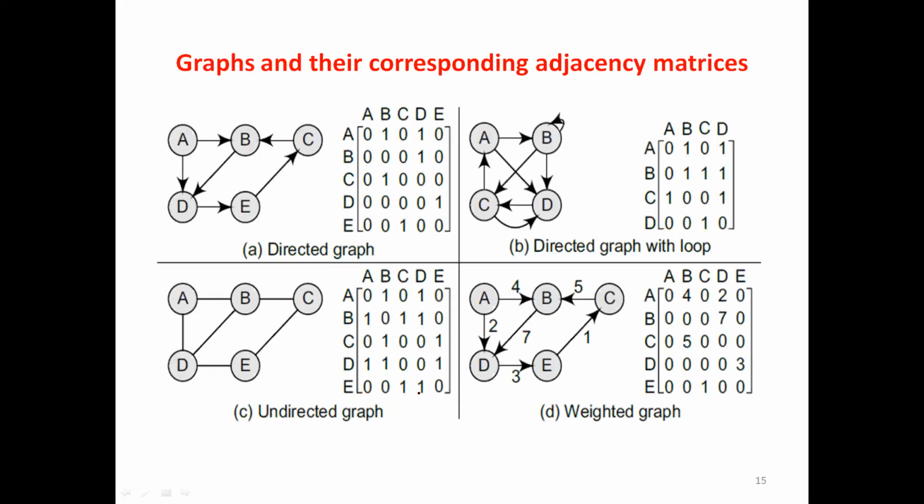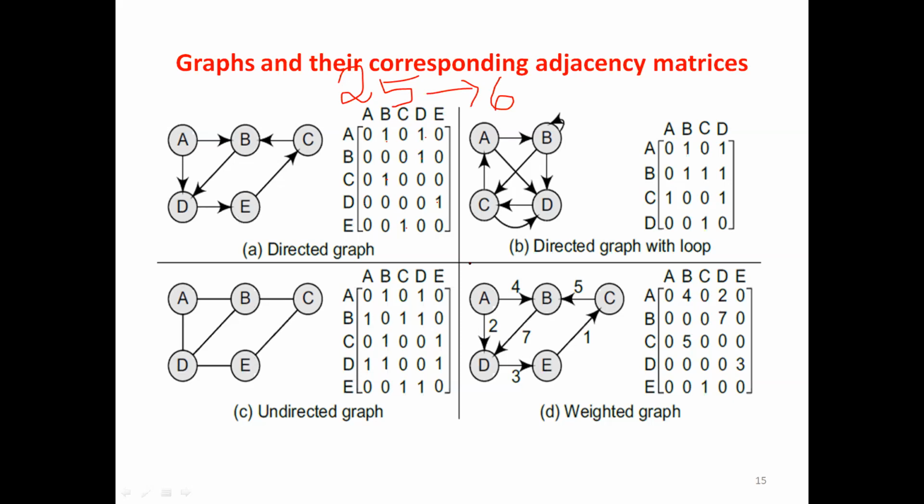Look at this first graph. How many bits are enabled? 1, 2, 3, 4, 5, 6. Only 6 bits are enabled. But how much space does it require? 5 cross 5, which is 25. Out of 25 bits, only 6 bits are enabled. So this is the disadvantage of the adjacency matrix. That's why we go for the adjacency list.